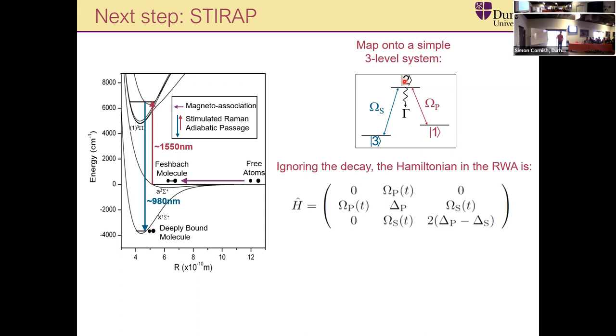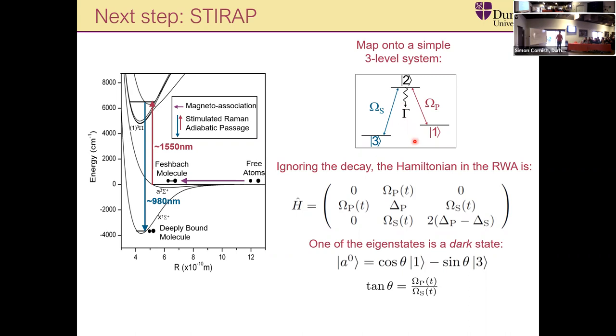So we can write this three-level system with these two coupling fields in the rotating wave approximation. We can ignore the decay, since population never goes up there anyway, and we get this very simple Hamiltonian. Many of you have probably seen this. There's a dark state associated with it, which is a superposition of states one and three. That's a superposition of our Feshbach state that we're starting in and the ground state that we want to get to, with no contribution from state two. That's why we call it the dark state. The composition of this dark state depends just on the ratio of the Rabi frequencies.